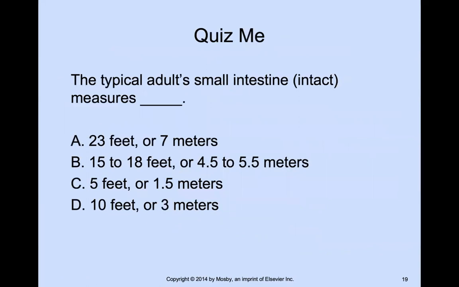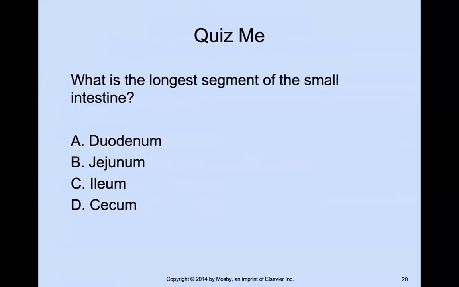Okay, so this is a good little quiz me question. The typical adult's small intestine intact measures how many feet? Very good, 15 to 28 feet. Very good. What is the longest segment of the large intestine? So we know for sure it's not the duodenum. We said that one was the shortest.